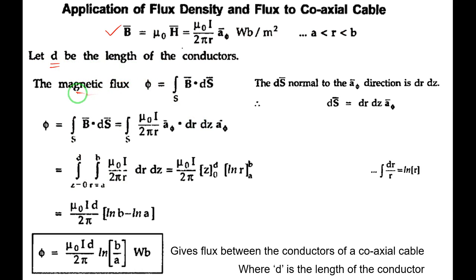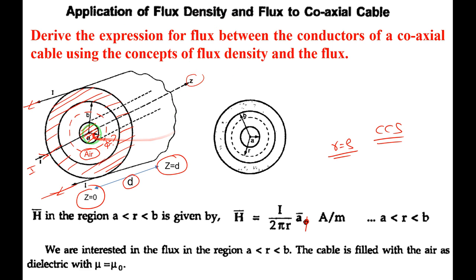Then we know the magnetic flux definition. Magnetic flux phi is equal to the surface integral of B dot dS, right? We know what B is already. It is here. We have calculated this B. This is in phi direction, right? Current I is flowing in this direction, so use the right hand thumb rule. The flux density is in the phi direction.